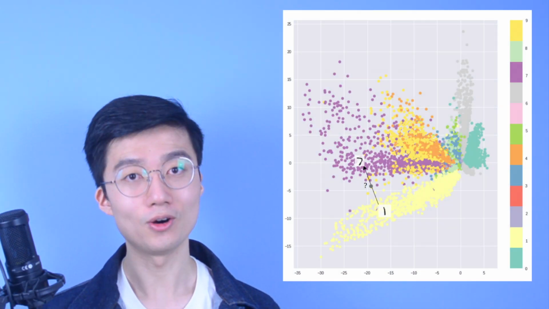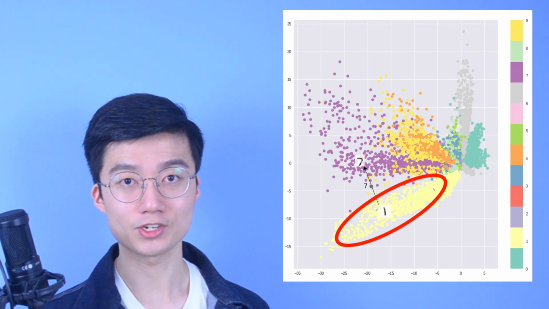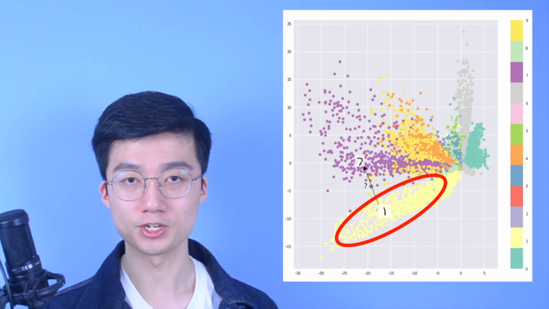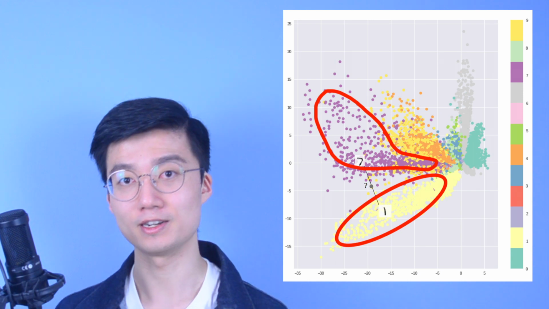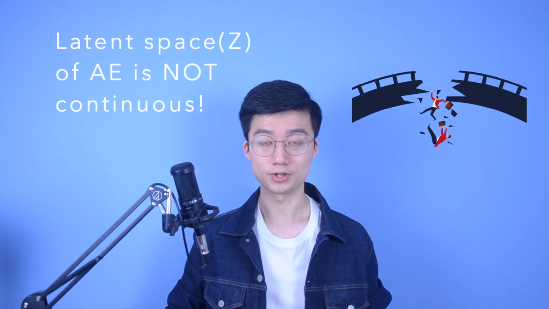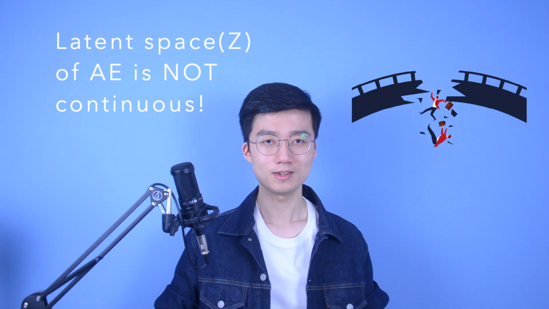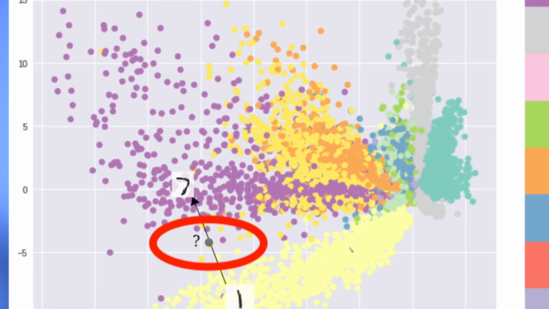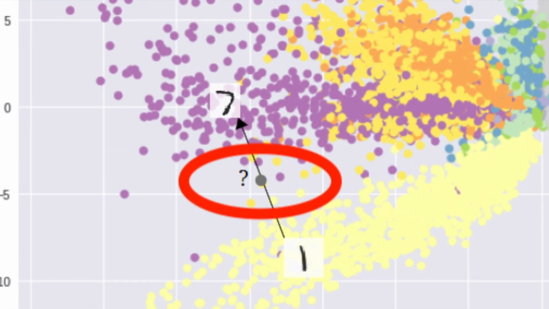We can see that all the images that are 1 are clustered in one area. Images that are 7s are clustered in another area. However, the latent space generated by autoencoder is not continuous. If we're interested in the thing between 1 and 7, we can't just take the center point and reconstruct the image because there's no point there. So we need VAE, which is Variational Autoencoder.